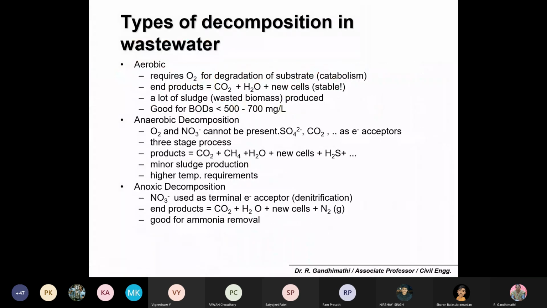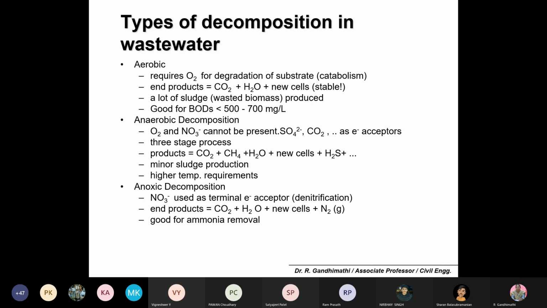Aerobic: this process requires oxygen for degradation of the substrate. The end products are carbon dioxide, water plus new cells. Then you can expect a lot of sludge. In the layout system, I have just indicated two things: one is the sludge wasting line, another one is the sludge return line. That means one part of the settled biomass from the secondary sedimentation tank is recycled back to the aeration tank in order to maintain some amount of biomass in the aeration tank.